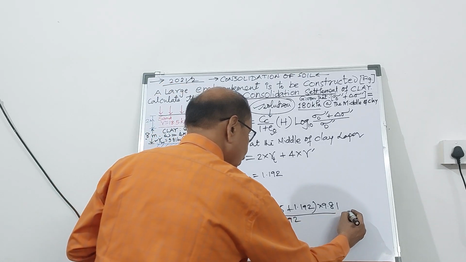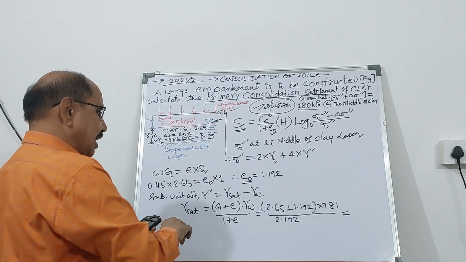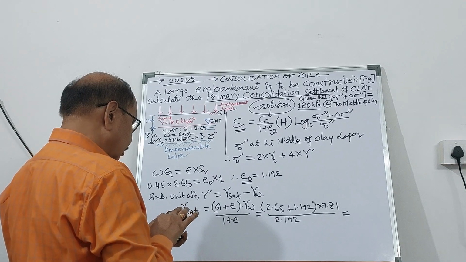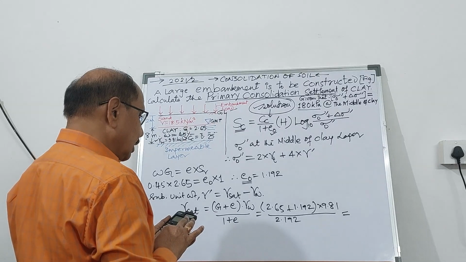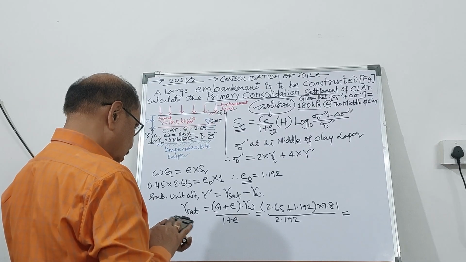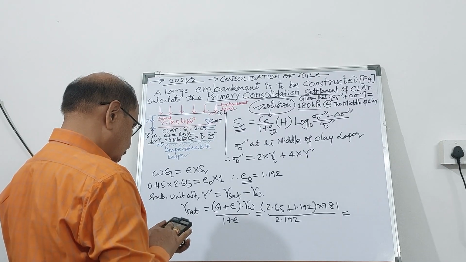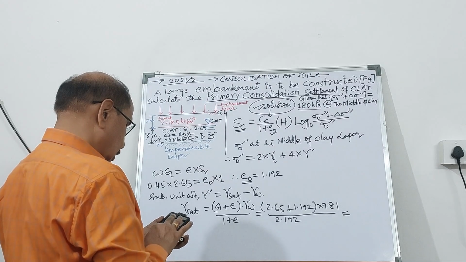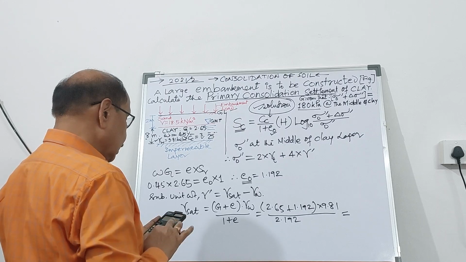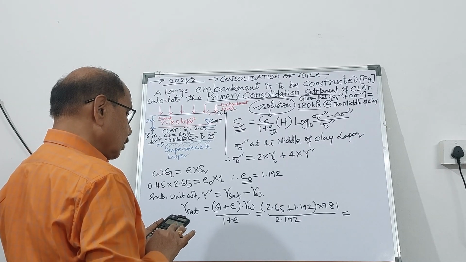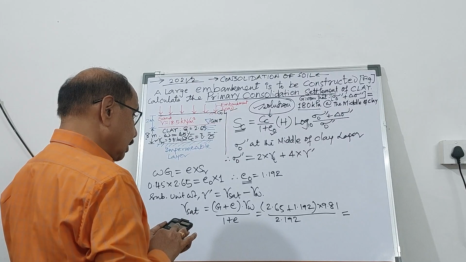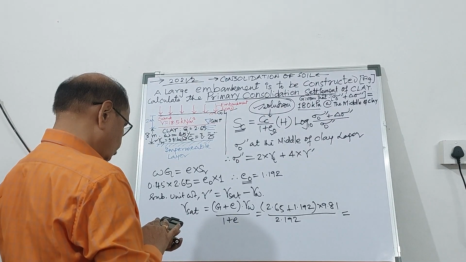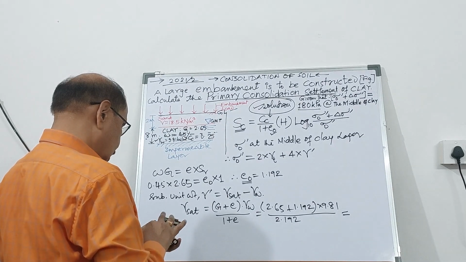1 plus e becomes 2.192. So if you calculate the value of gamma sat, let us calculate it: 1.192 plus 2.65, multiplied by 9.81, divided by 2.192.